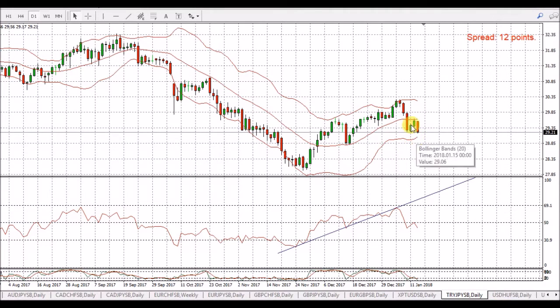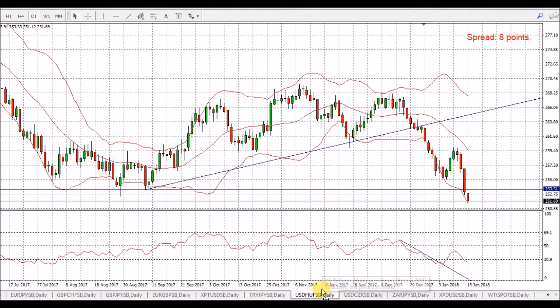Turkish lira, Japanese yen. This has come down the last few days. I'm expecting it to fall further. We want more strength on the yen, and the Turkish lira was overbought anyway up here. So we're expecting that to move nicely down for us.